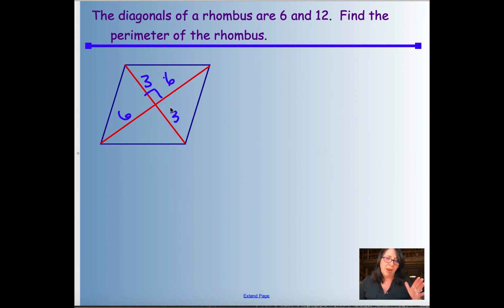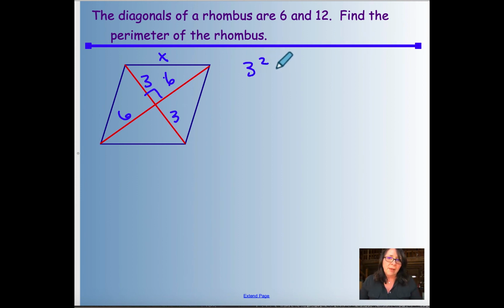Diagonals not only bisect each other, so they cut that in half. In order to find the perimeter, I need this length. In order to find that length, this isn't a special right triangle, so therefore it's just a right triangle. I'm going to use the Pythagorean theorem.